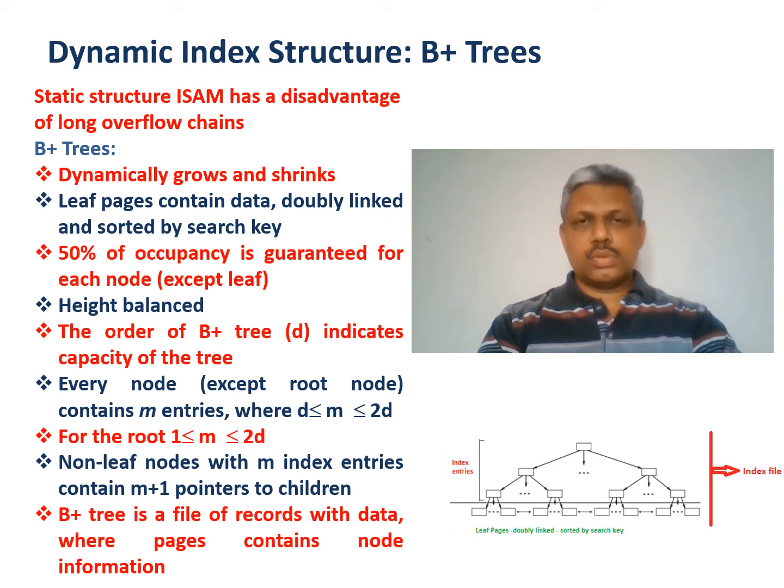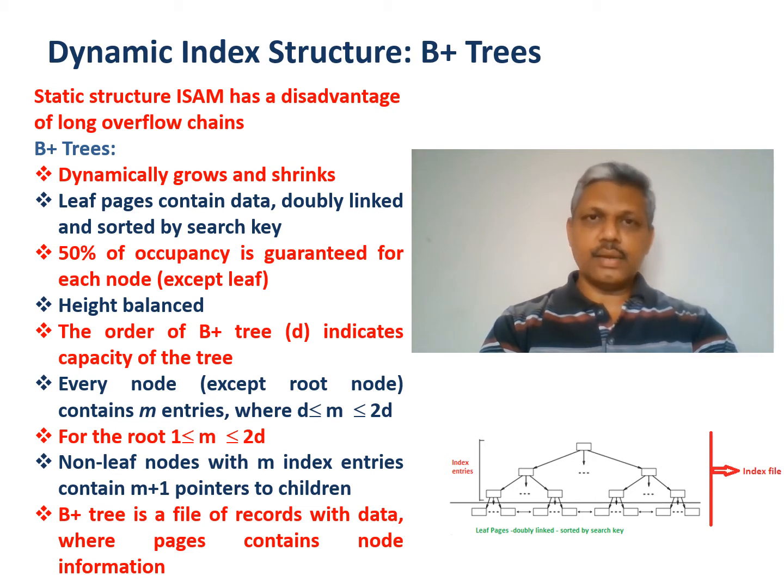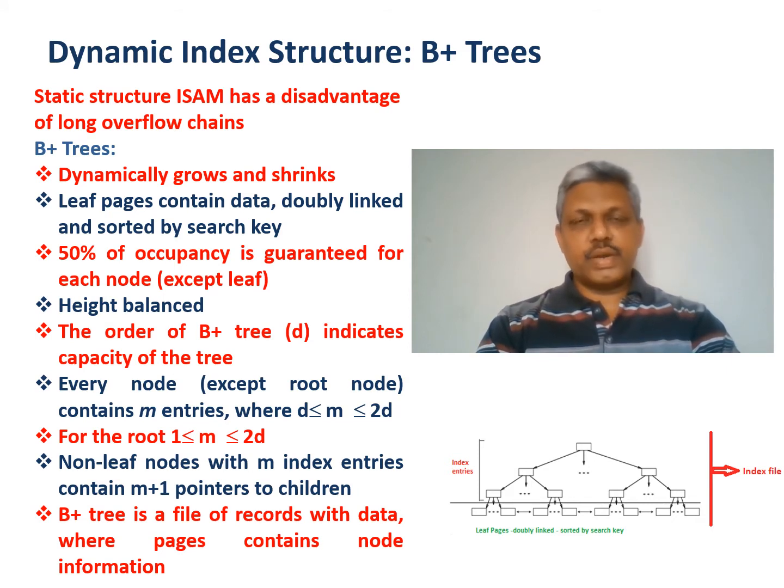To alleviate the problem of long overflow chains and improve the performance of ISAM, a new kind of indexing structure is proposed, again based on trees, but this time the possibility of shrinking or growing of the tree is taken care of. So as the data grows, there should be a provision to expand the tree, and as the data decreases, the provision should be there to shrink the tree. So that facility is added in, and a new kind of indexing structure is proposed in the name of B+ trees.